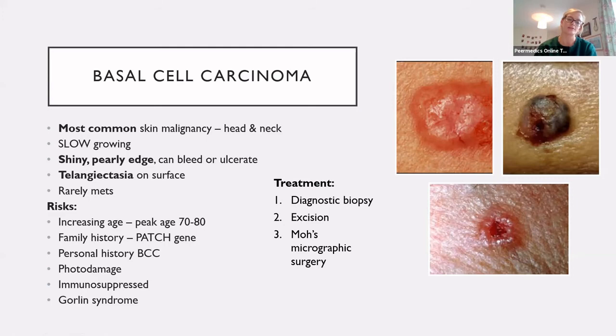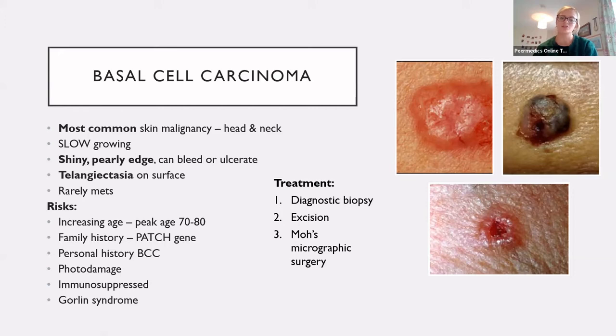And this thing called Gorlin syndrome. So this is very much a finals kind of fact. Gorlin syndrome is related to the PTCH gene. And you get numerous BCCs in someone of quite a young age. And they have a weird rash on their palms and soles of their feet. It's like a weird pitted rash. Very niche, but something to note if someone's presenting with multiple BCCs.